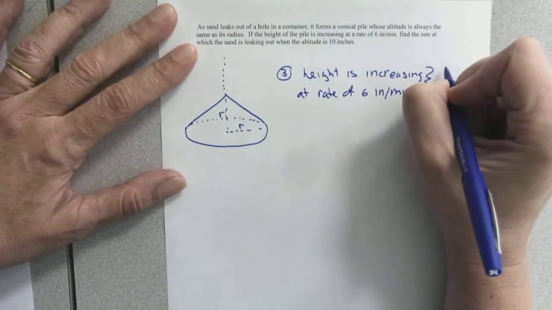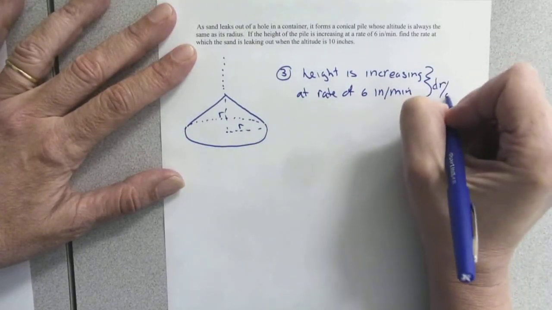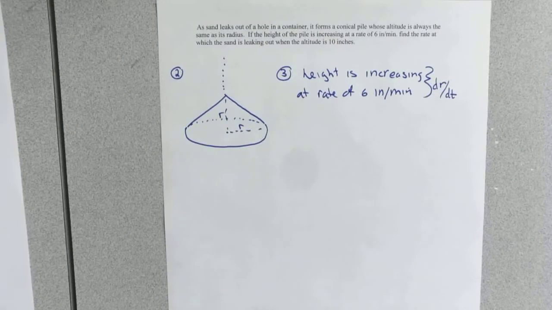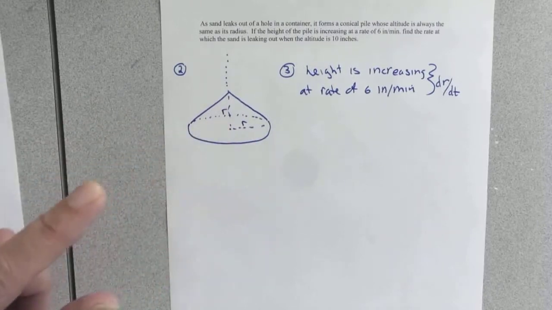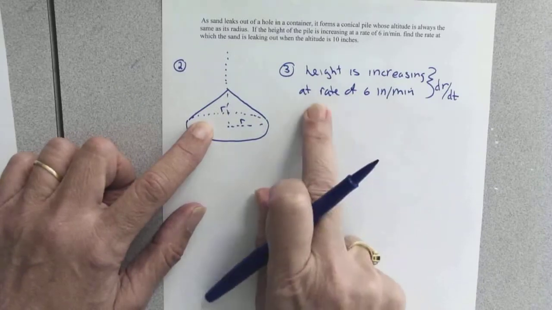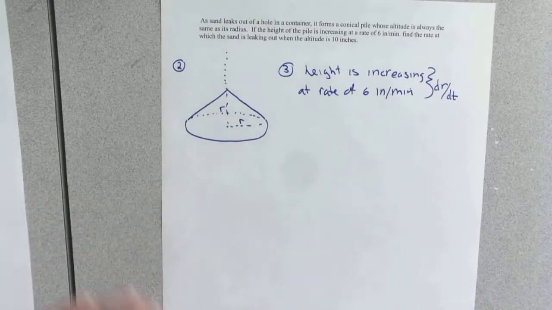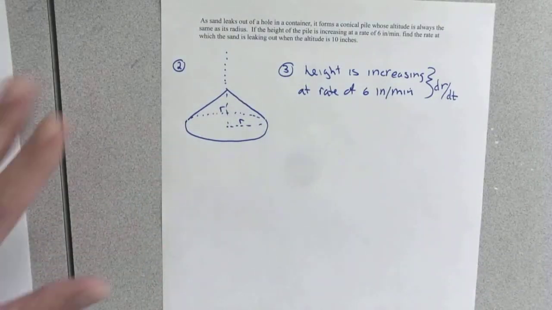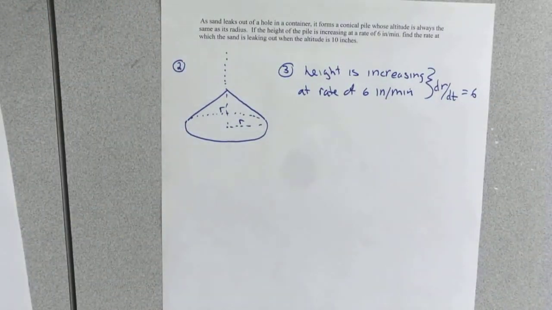Okay, what that has told me is that dr/dt, r, because that's the way my height is labeled. And so height, altitude, look at my picture, labeled r. A derivative because it's a rate of change, increasing at a rate. Rates of change are derivatives. So what this phrase has told me is that dr/dt is 6.